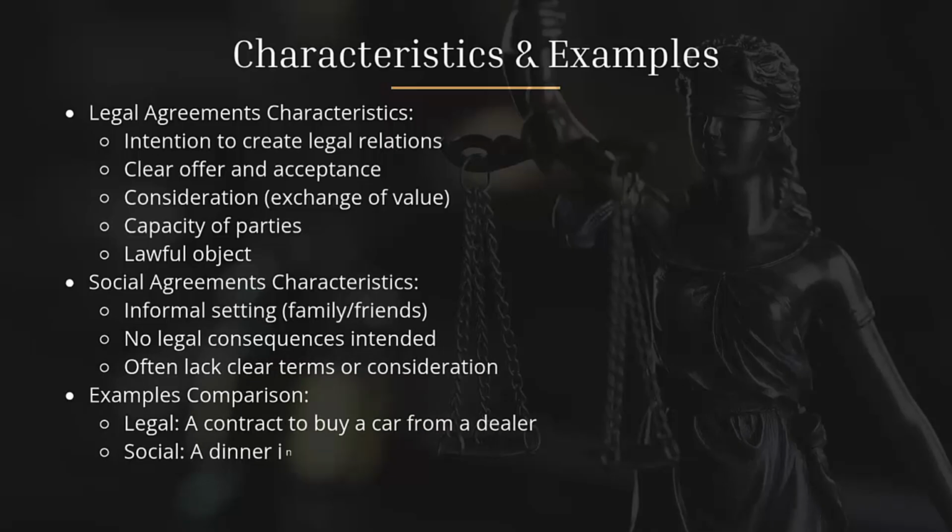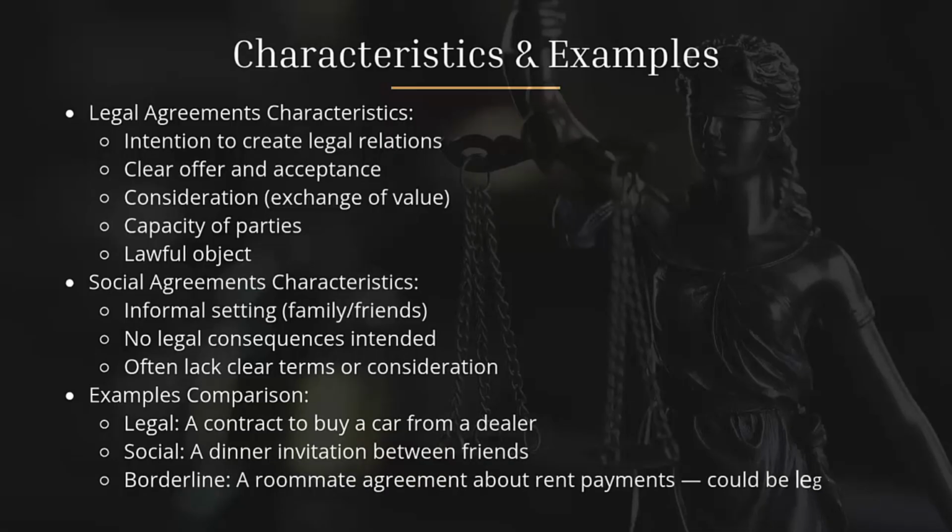Examples and comparison. Legal: a contract to buy a car from a dealer. Social: a dinner invitation between friends. Borderline: a roommate agreement about rent payments, which could be legally binding depending on evidence.